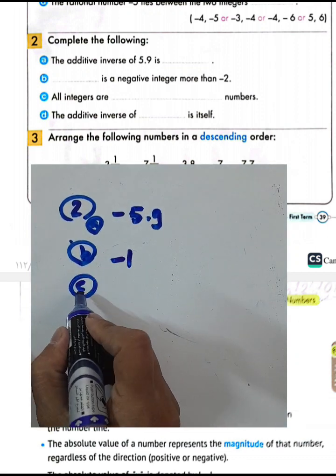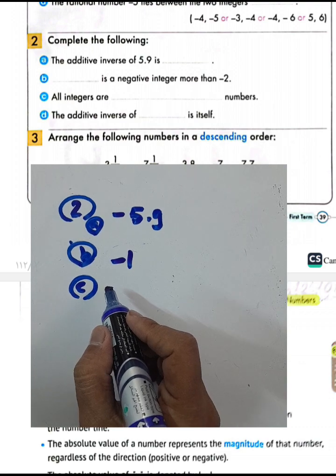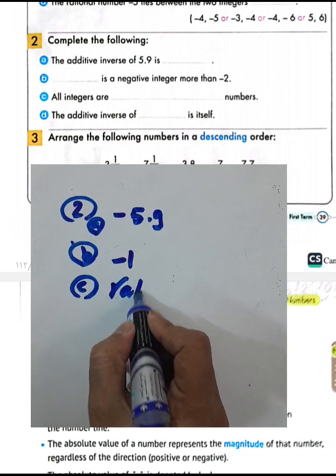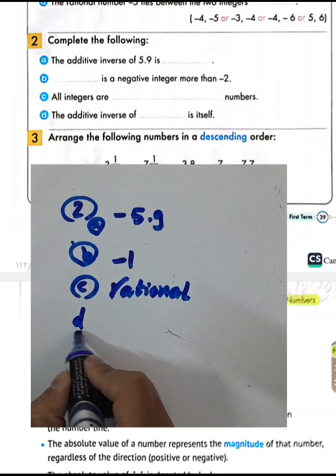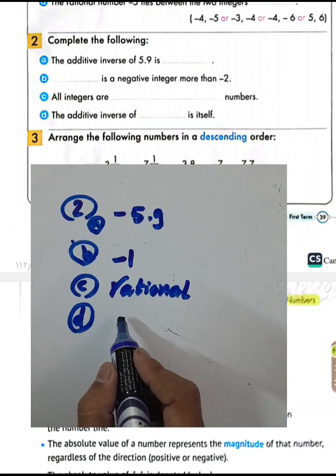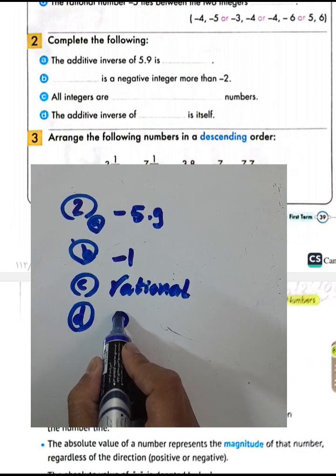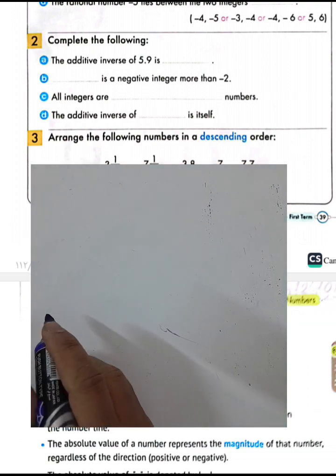Question letter C. All integers are rational numbers. Question letter D. The additive inverse of a number is itself: the additive inverse of 0 is itself, because 0 is neither positive nor negative.